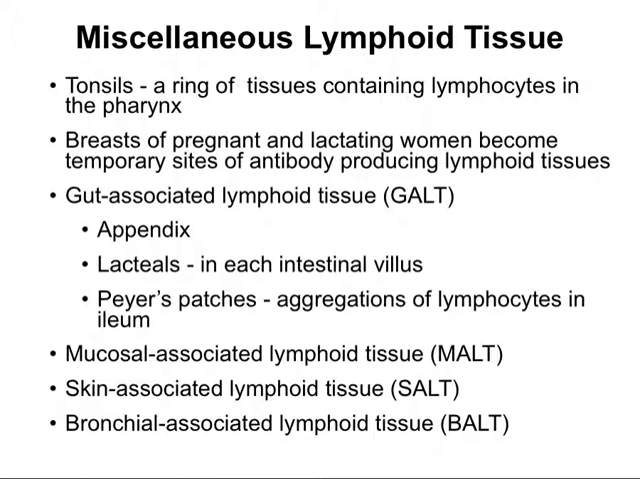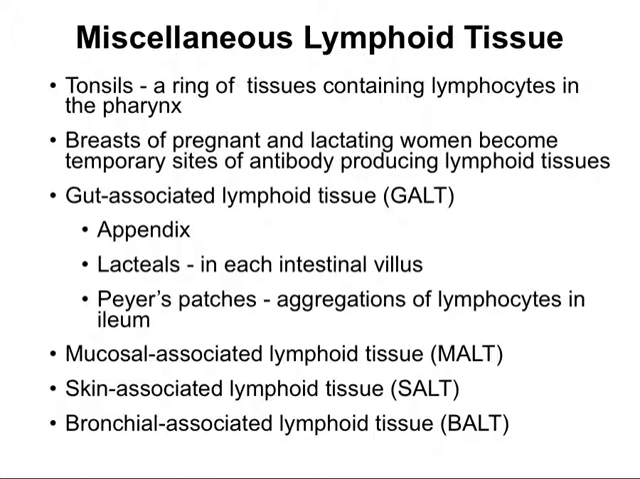In women who are lactating or are pregnant, we see temporary sites of antibody-producing lymphoid tissues in the breasts. This makes sense because, after all, it's breast milk that's passing on many of the maternal antibodies. We also briefly introduced GALT, or gut-associated lymphoid tissue. This is our first defense against any pathogens that might be in the food that we eat. The appendix contains some of this lymphoid tissue.